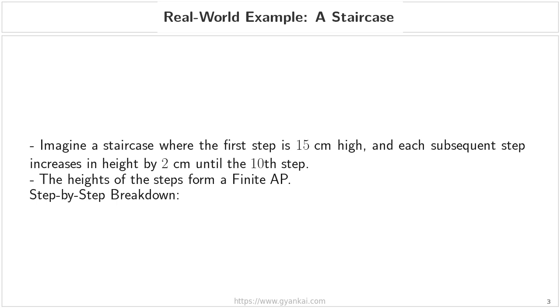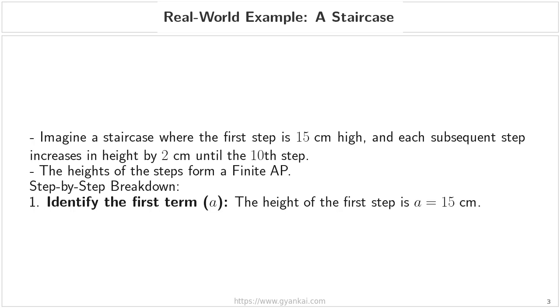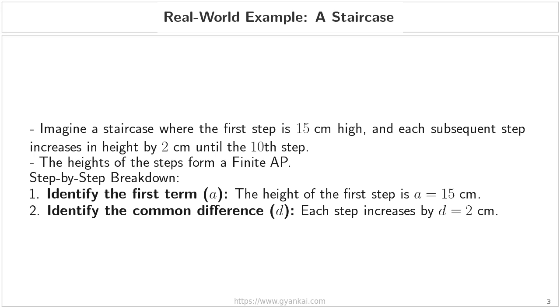Let's break this down step by step to see the math behind it. First, we need to identify the first term, which we denote with the letter A. In our staircase, the height of the very first step is A equals 15 centimeters. Next, we look for the common difference, represented by the letter D. Since each step increases by 2 centimeters, our common difference, D, is 2 centimeters.